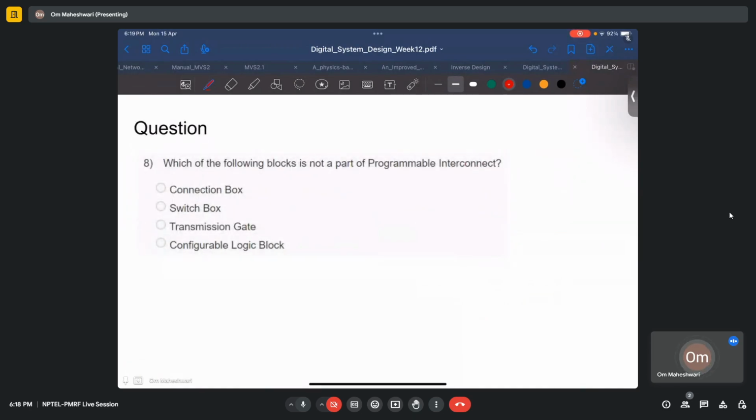Which of the following blocks is not part of programmable interconnect? Option A, connection box. Option B, switch box. Option C, transmission gate. Option D, configurable logic block.